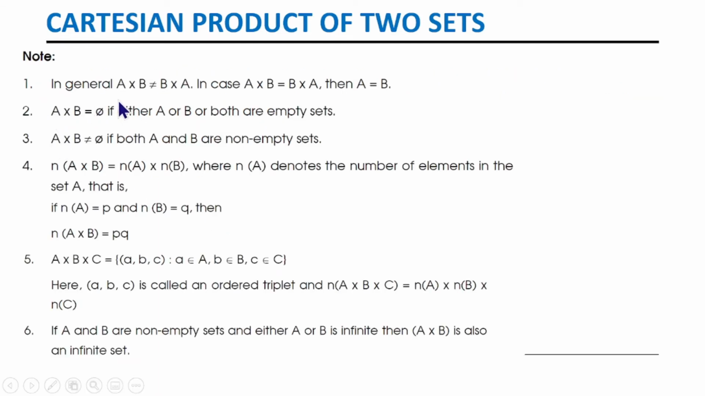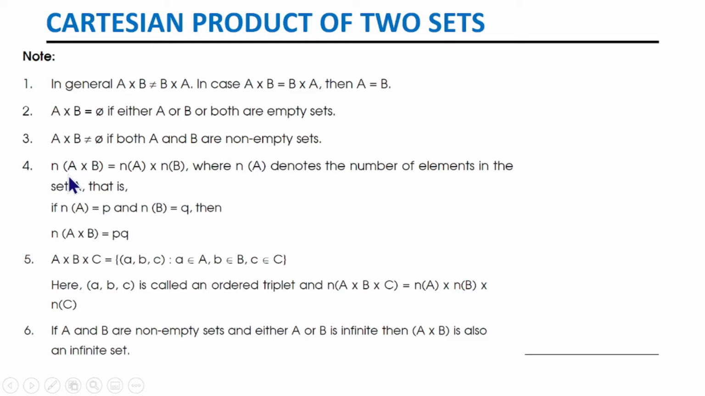In general, A cross B is not equal to B cross A. So it is not that A cross B is equal to B cross A. Usually A cross B is not equal to B cross A. If at all A cross B is equal to B cross A, then we have set A equal to set B. If either A or B or both are empty sets, then their Cartesian product is equal to the null set. Then the next one is A cross B not equal to the null set if both A and B are non-empty sets.